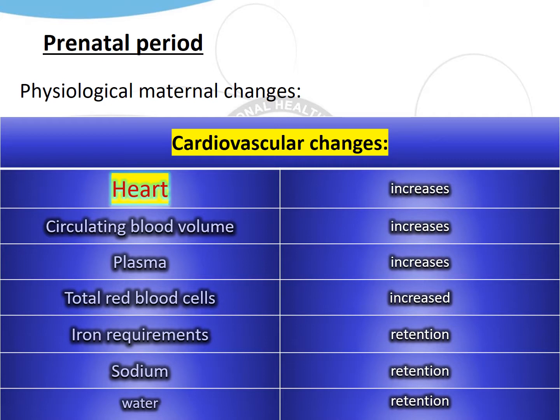The circulating blood volume increases, plasma increases, and the total red blood cell volume also increases from approximately 40 to 50%. Physiological anemia occurs as the plasma increase exceeds the increase in the production of the red blood cells. Iron requirements are increased. Heart size increases and it is elevated slightly upward and to the left because of the displacement of the diaphragm as the uterus enlarges. Retention of sodium and water may also occur.